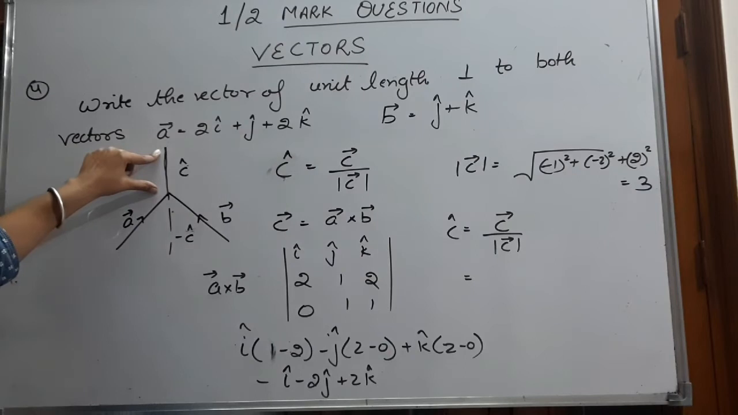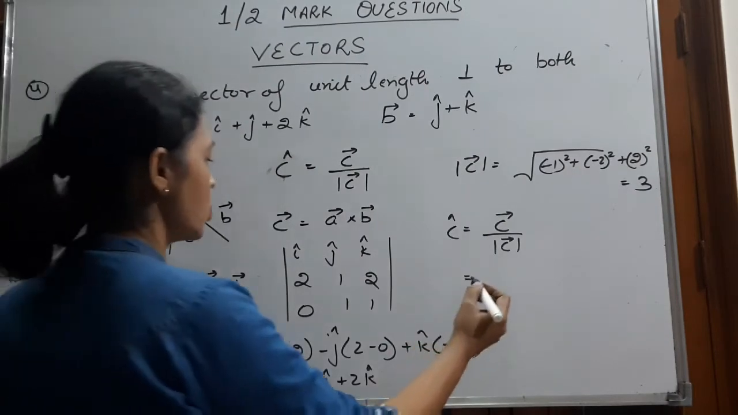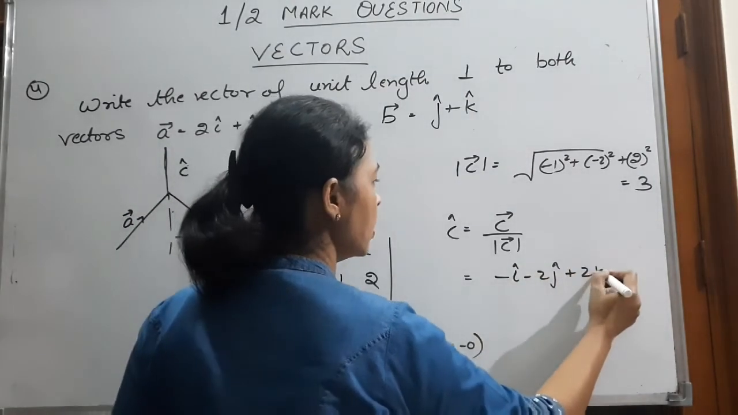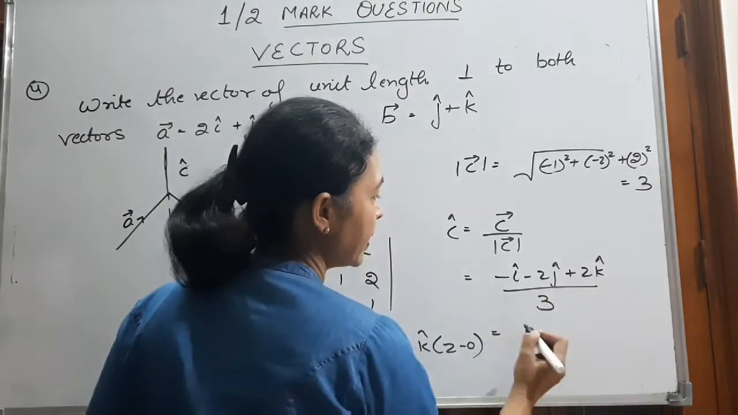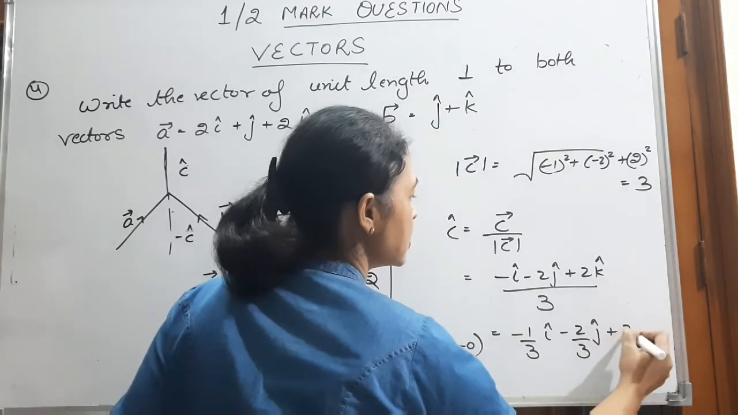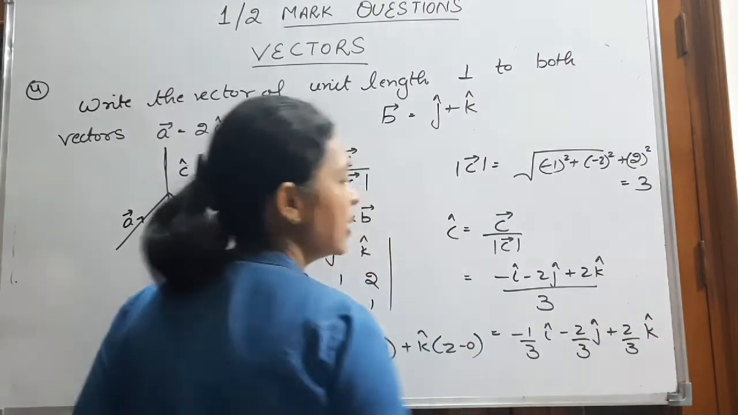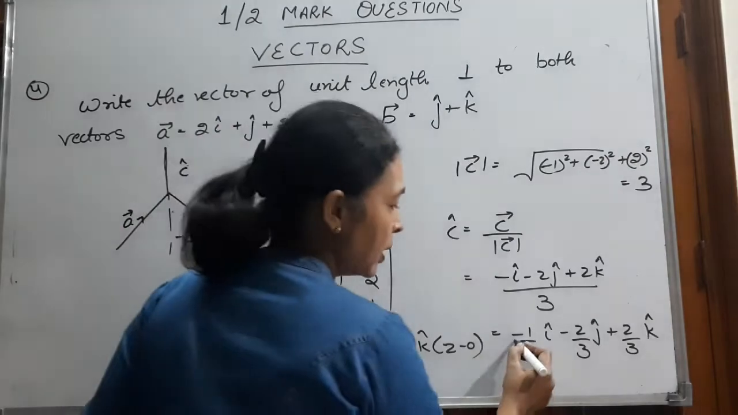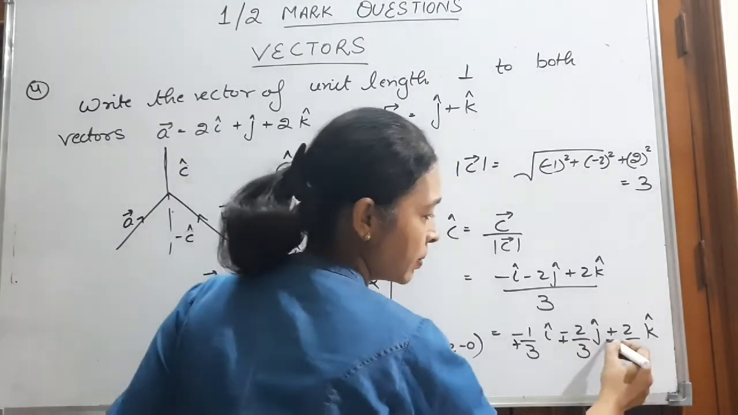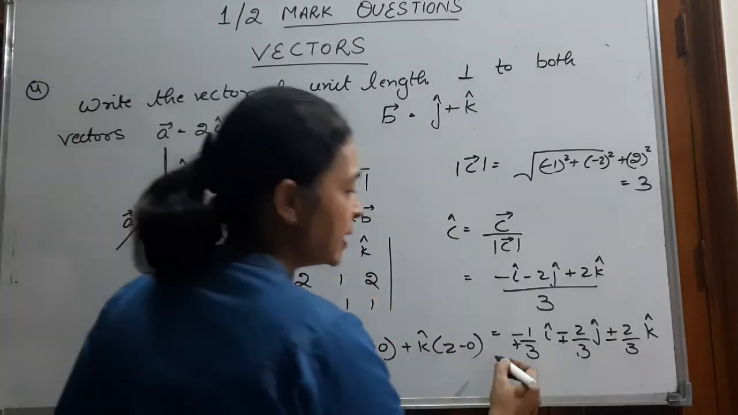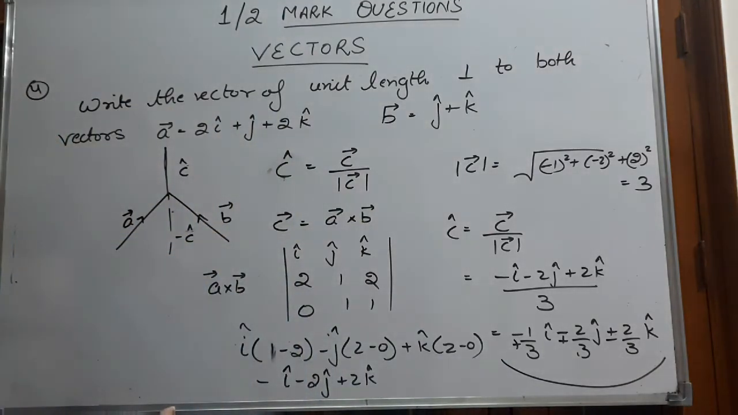This can be this vector or this vector. So our answer will be minus I minus 2j plus 2k cap upon 3. We can write it as minus 1 by 3 I cap minus 2 by 3 j cap plus 2 by 3 k cap. Since this vector of unit length can be this one or this one, therefore write the plus sign below the negative sign and the negative sign below the positive sign. These are the two vectors which are of unit length perpendicular to both vectors A and B.